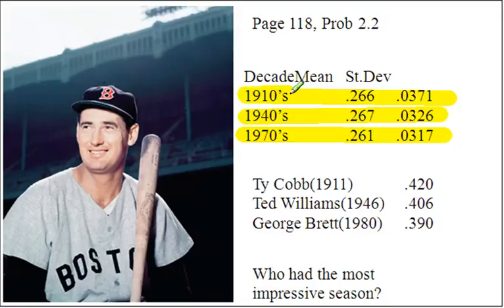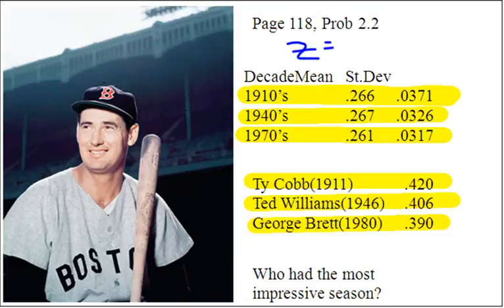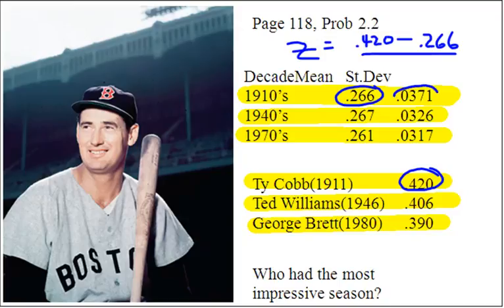So again, these are the average and standard deviation for all batters in that decade. And we're comparing their best years, Ty Cobb's .420 year, 1911, Ted Williams .406 in 1946, and George Brett .390 in 1980. So I'll just set up Ty Cobb for you, and I want you to do the rest. All right. So my z-score for old Ty is going to be his batting average, .420, minus the average for his era, which was .266, divided by the standard deviation for his era, which was 0.371.